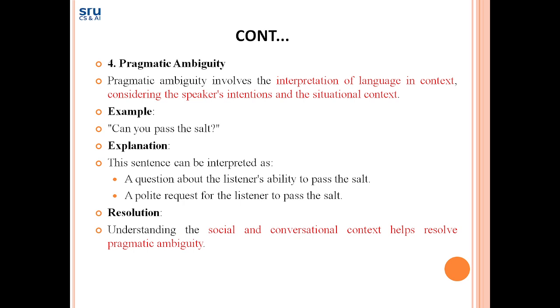Pragmatic ambiguity involves interpretation of language in context, considering the speaker's intention and situational context. Example, can you pass the salt? Explanation: a question about the listener's ability to pass the salt, or a polite request for the listener to pass the salt. Resolution: understanding the social and conversational context helps resolve pragmatic ambiguity.